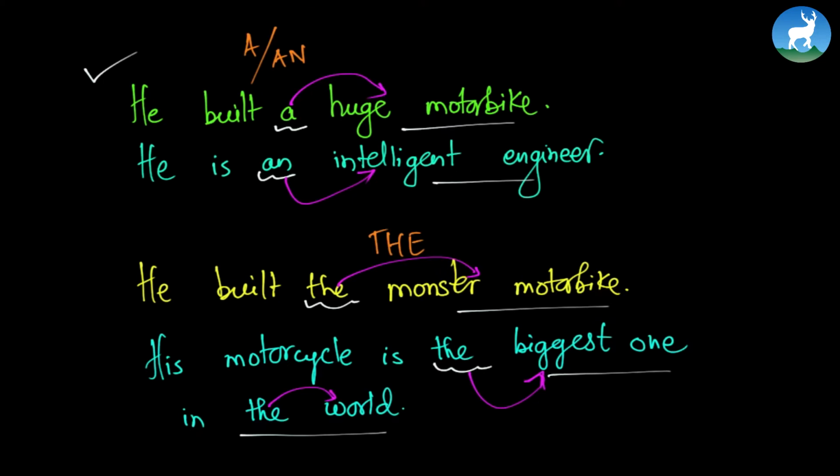So this motorbike is the biggest one. No one has ever created another kind of motorbike which is as big as Dunham's, right? And the world, there's only one world.